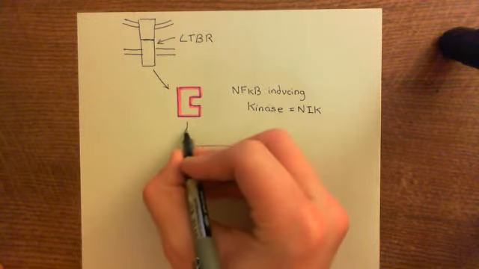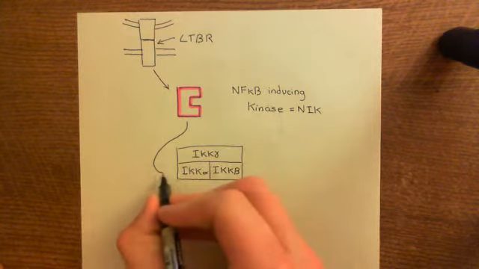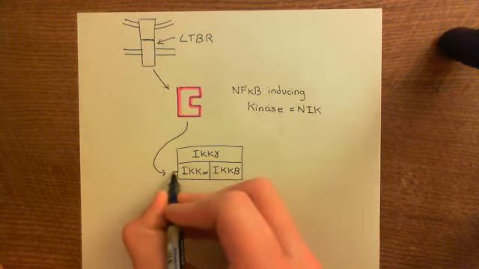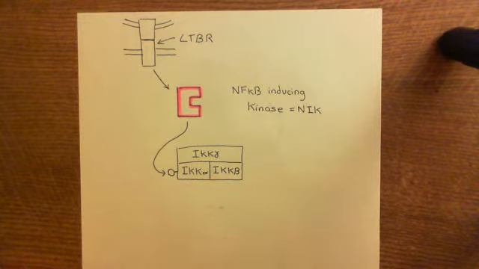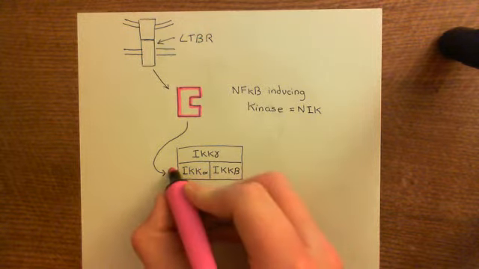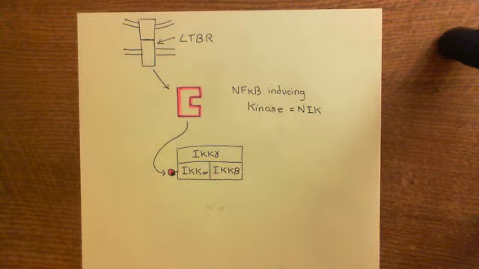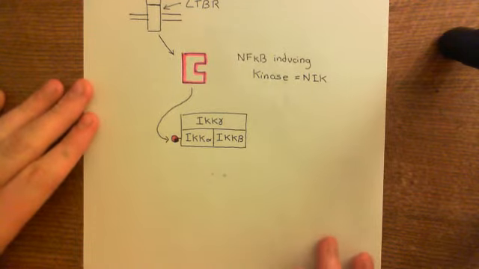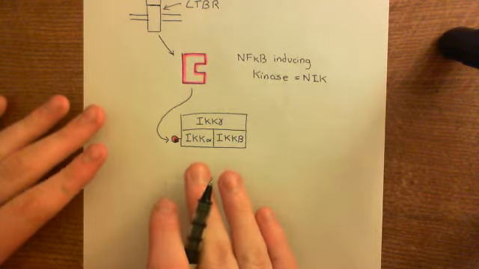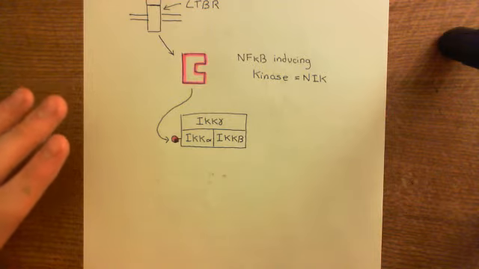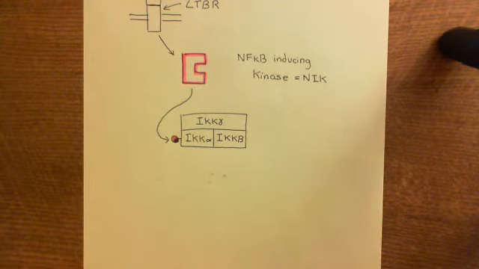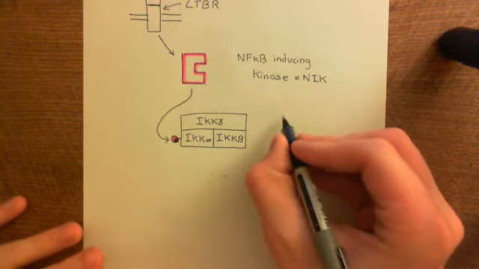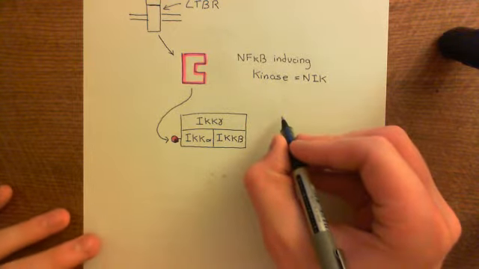Now, this NF-kappa B inducing kinase is going to phosphorylate the inhibitor of NF-kappa B kinase alpha rather than the inhibitor of NF-kappa B kinase beta. So we're going to stick a phosphate group onto the inhibitor of NF-kappa B kinase alpha. Now, that is going to activate this enzyme, but in a totally different way. The target of this enzyme is going to be totally different from before. Okay, so its target is going to be a different NF-kappa B transcription factor.